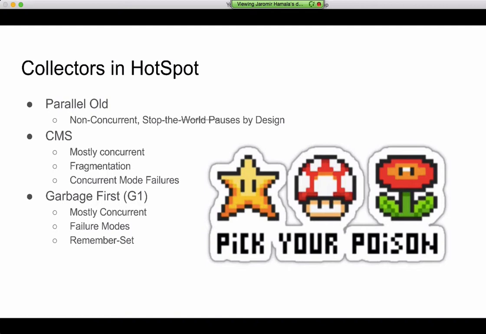So we have three main garbage collector algorithms. The first one is the parallel old garbage collector, which is non-concurrent by design. It means it's designed to stop your application while it's doing its job. So that kind of gives away that it's not a good choice when you want to have real time or close to real time or soft real time behavior, because when the parallel old garbage collector is running, your application is stopped.